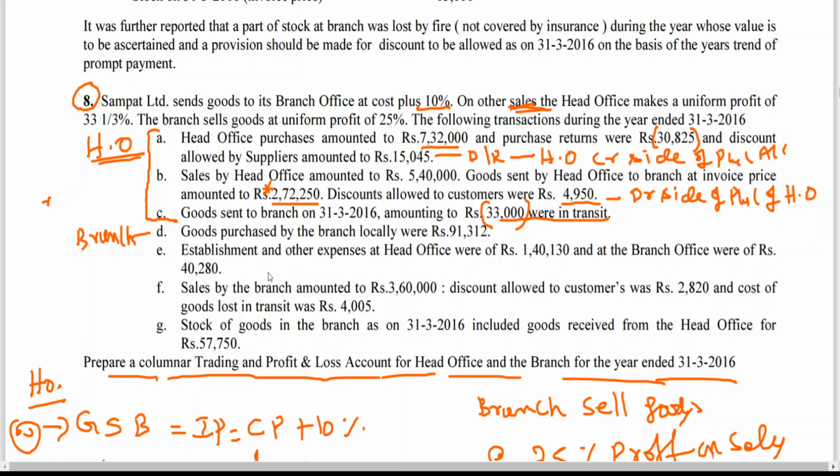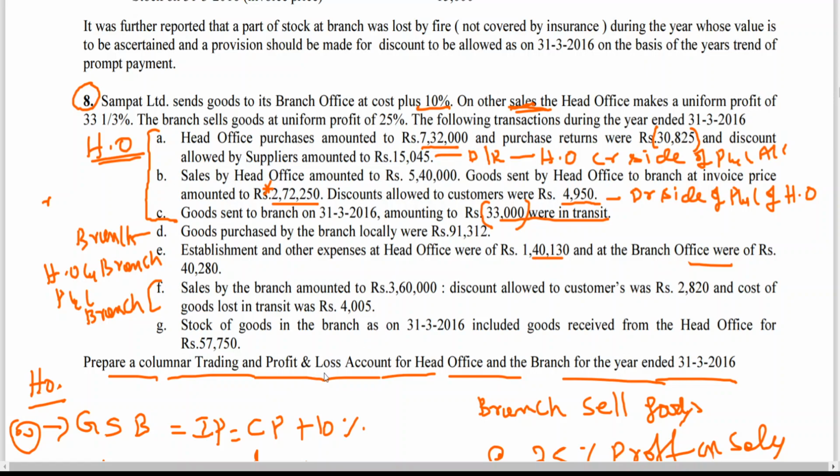You know that. Establishment and other expenses of head office were 1,40,130, and of branch office will be taken to where? Head office and branch P&L account respectively. Sales by the branch will be taken to trading account credit side, branch column. Discount allowed to customer 2,820, and cost of goods lost in transit. This is exclusively related to where? Branch, credit side. And goods lost in transit also, cost has been given. Cost means cost to branch.